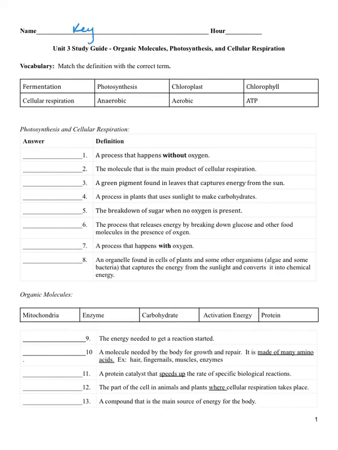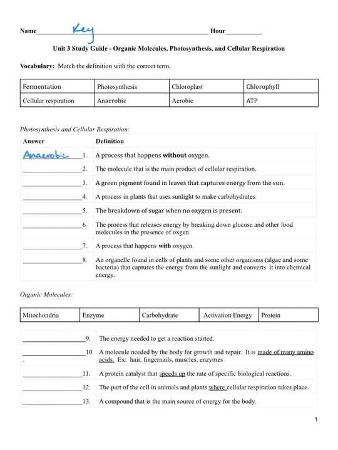All right, today we're going to go over the Unit 3 study guide that covers some organic molecules, photosynthesis, and cellular respiration. So number 1 says a process that happens without oxygen. So any chemical reaction that happens without oxygen is an anaerobic process.